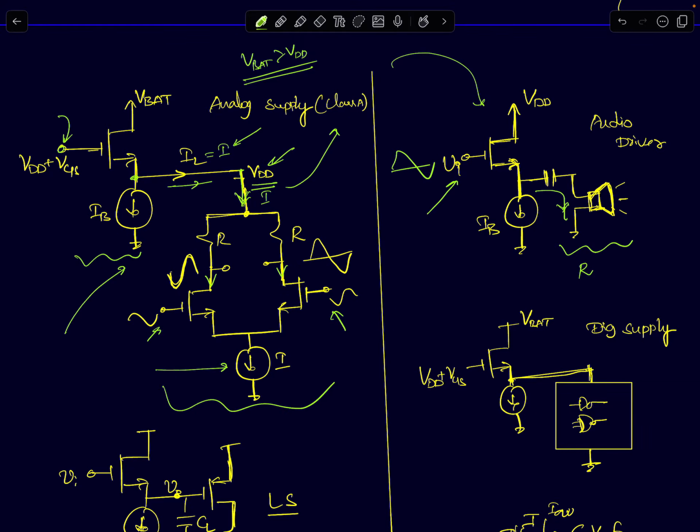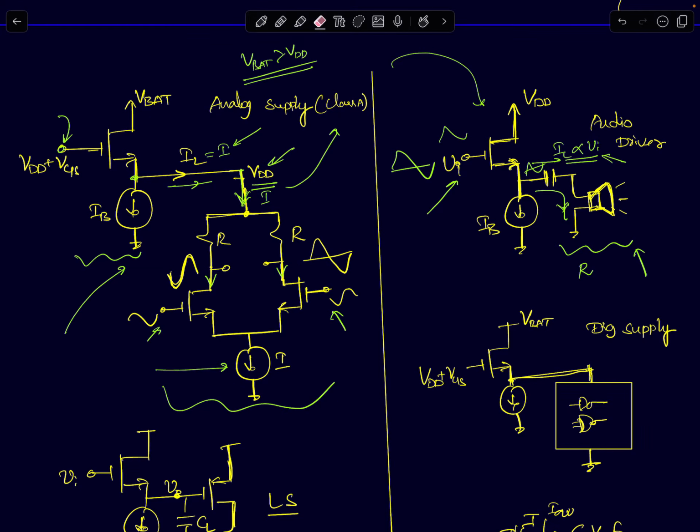So what is a resistive load? A resistive load is one where the load current will change proportional to the input levels. If your input increases, output also increases, and therefore the load current will also increase. It will increase in proportion with the input current. Okay, so that's one example of a resistive load.